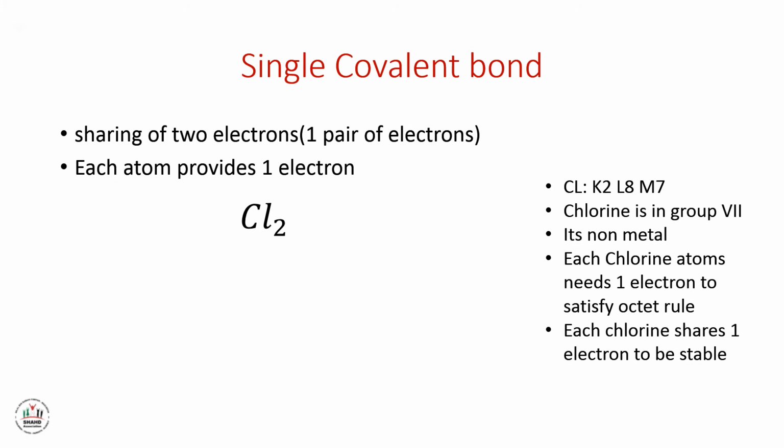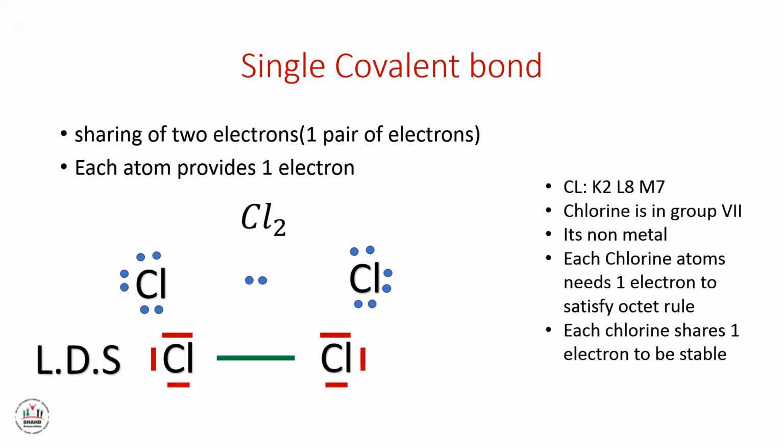So we write the Lewis symbol of chlorine. One electron is moved from the left chlorine, and also one electron is moved from the right chlorine. These shared electrons form a bond which is the single covalent bond. This is the Lewis dot structure.